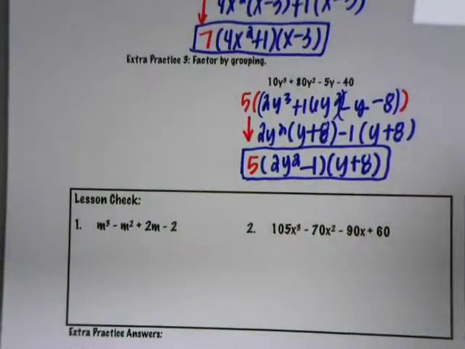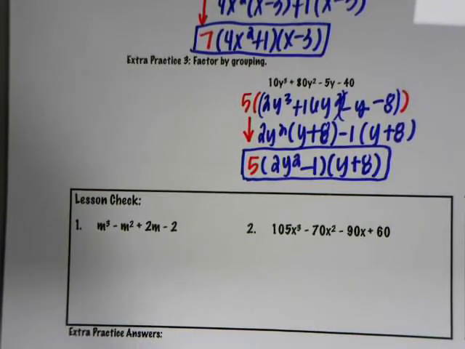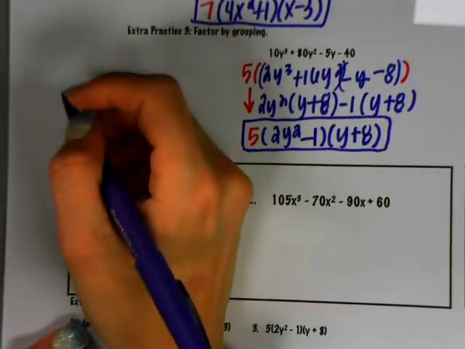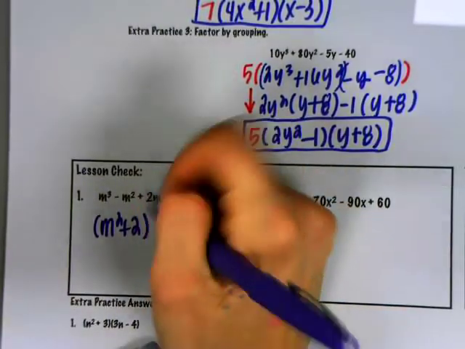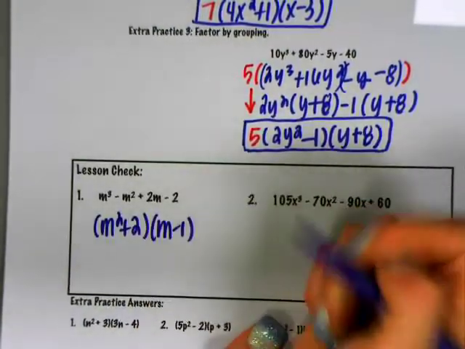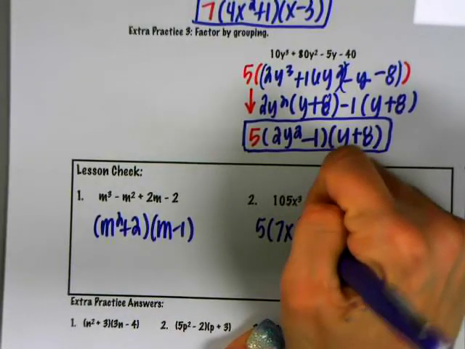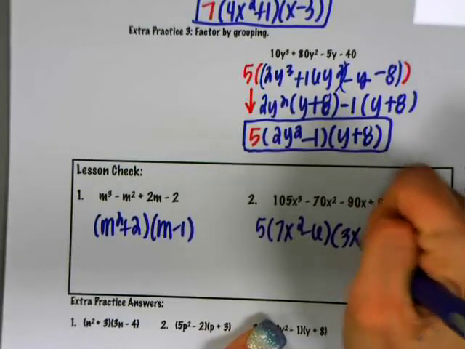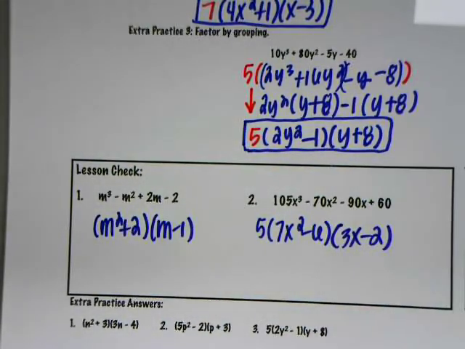Okay, guys ready for answers for these? Okay. All right. So number 1, you should have gotten m squared plus 2, m minus 1. Number 2 is 5, 7x squared minus 6, 3x minus 2. Good? Yes. Alright guys, you have a math Excel to do.